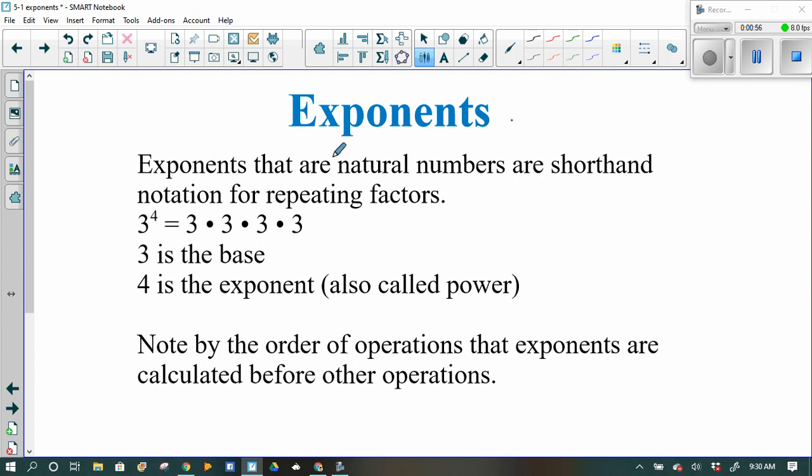Okay, so exponents that are natural numbers are shorthand notation for repeating factors. Remember, we talked about this is the base, and then this is your exponent. So what 3 to the 4th means is 3 times 3 times 3 times 3. So the exponent is how many times you're going to write the base. So if we had 7 to the 3rd power, that would be 7 times 7 times 7. So the exponent tells you how many times to write the base.